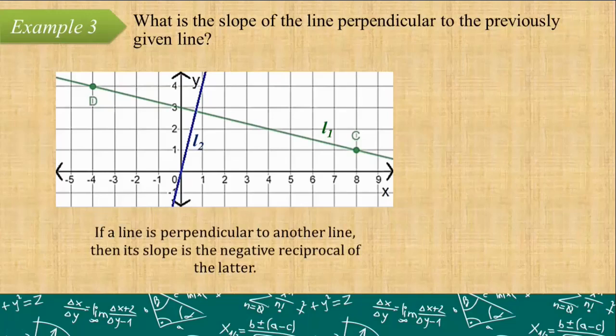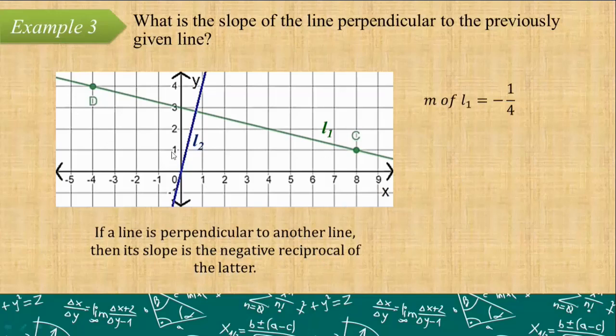Or you can use this property. If a line is perpendicular to another line, then its slope is the negative reciprocal of the latter. Ibig sabihin, kung yung L2 daw ay perpendicular sa L1, yung slope ng L2 ay negative reciprocal ng slope ng L1. Gawin natin. Di ba yung L1 natin, yung slope ng L1 natin is negative 1/4.